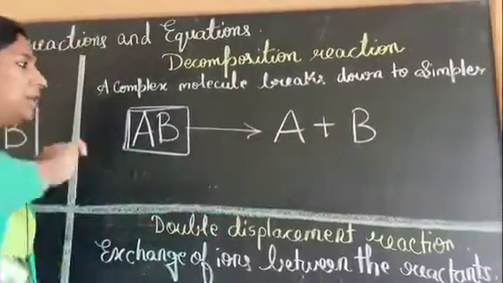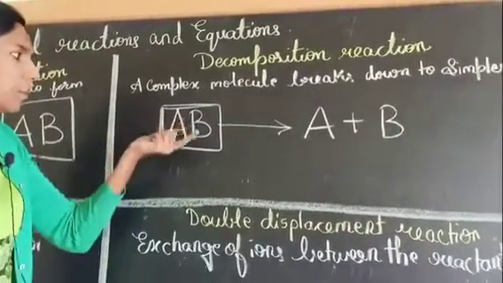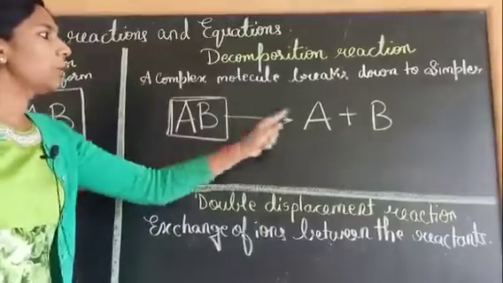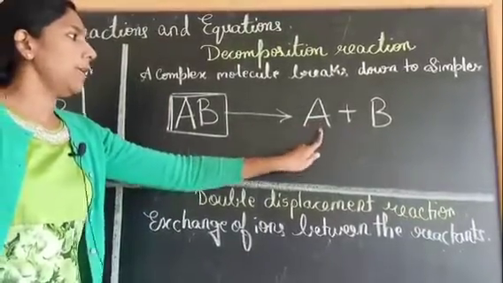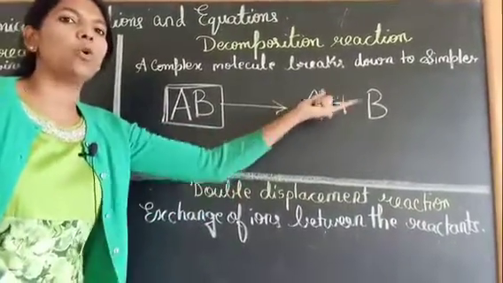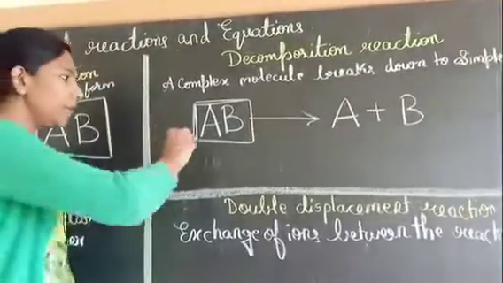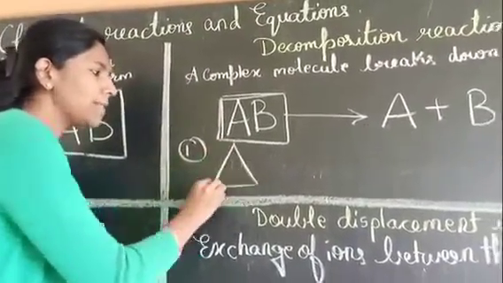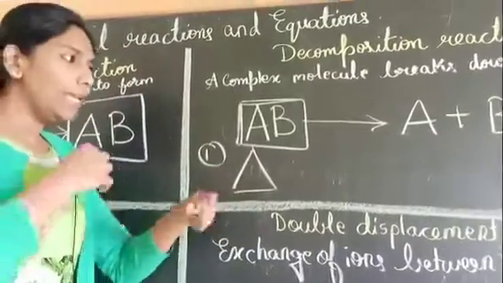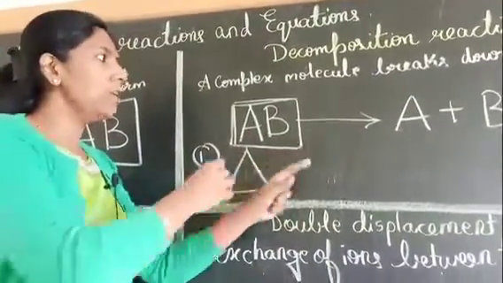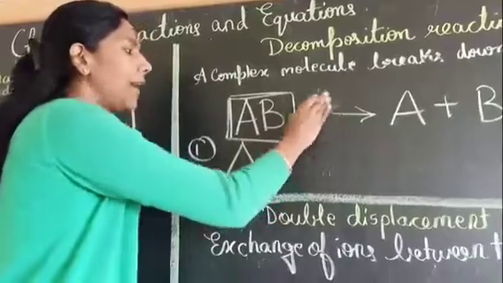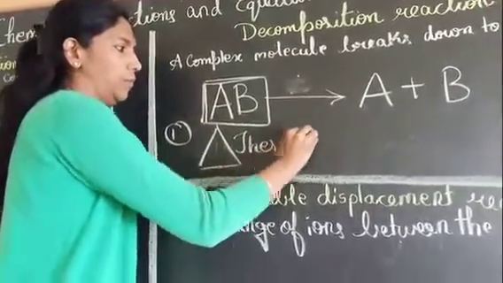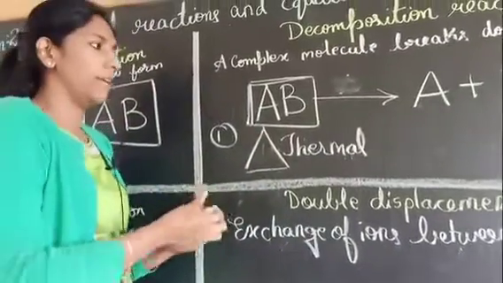A plus B. So how are you going to remember? A single compound will be given which is going to get broken down into A plus B, that means two or more products. So here we have three categories. First one, in the presence of heat. Any such decomposition, where heat is involved, is known as thermal decomposition.